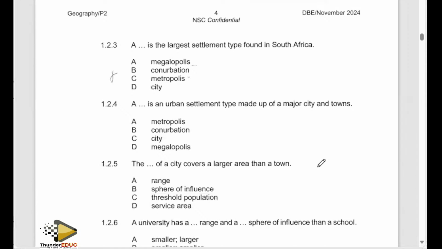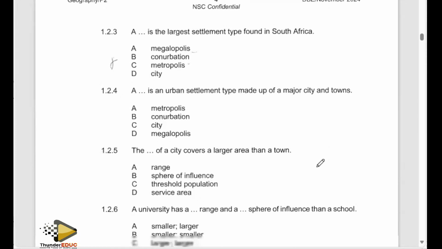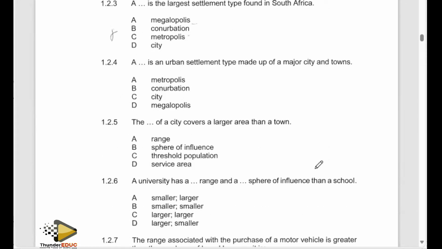A dash is the largest settlement found in South Africa. What is the largest kind of settlement that we find in South Africa? For that matter, our correct response is a conurbation. In this instance, for our conurbation, we have Joburg and Pretoria. Thus, the conurbation for South Africa.